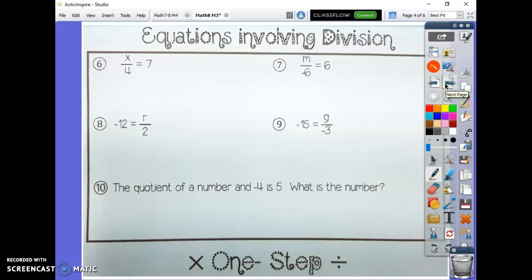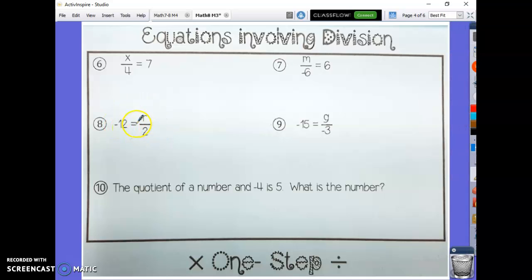Equations involving division: x divided by 4 is equal to 7. I'm just trying to see if I can find... I'll do this example right over here.